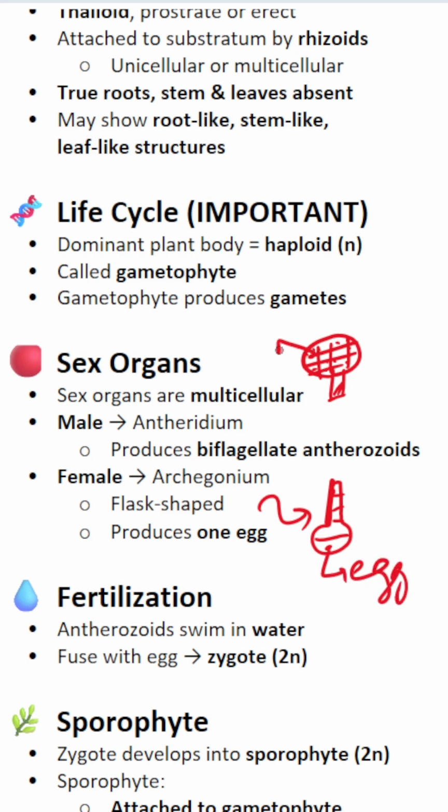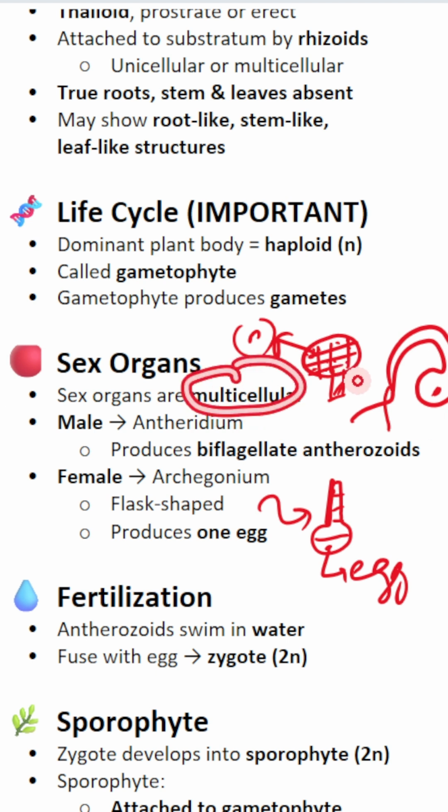But here we find the male gametes, called antherozoids. These antherozoids are normally biflagellated in nature. Got it? So having two flagella, these are the antherozoids, or gametes, produced within the sex organ called the antheridium. Normally the sex organs are multicellular and jacketed, meaning they are covered with a protective covering. The detail we have discussed in a long video.